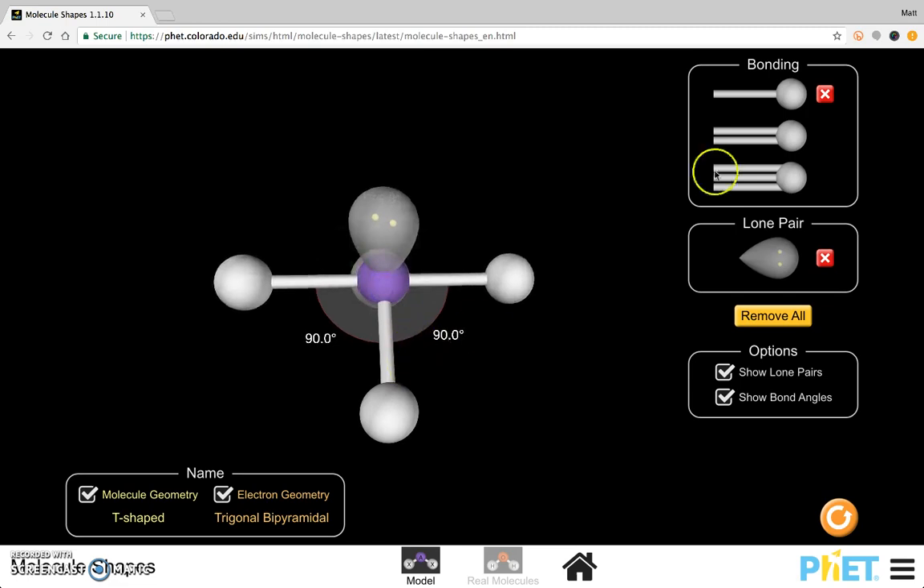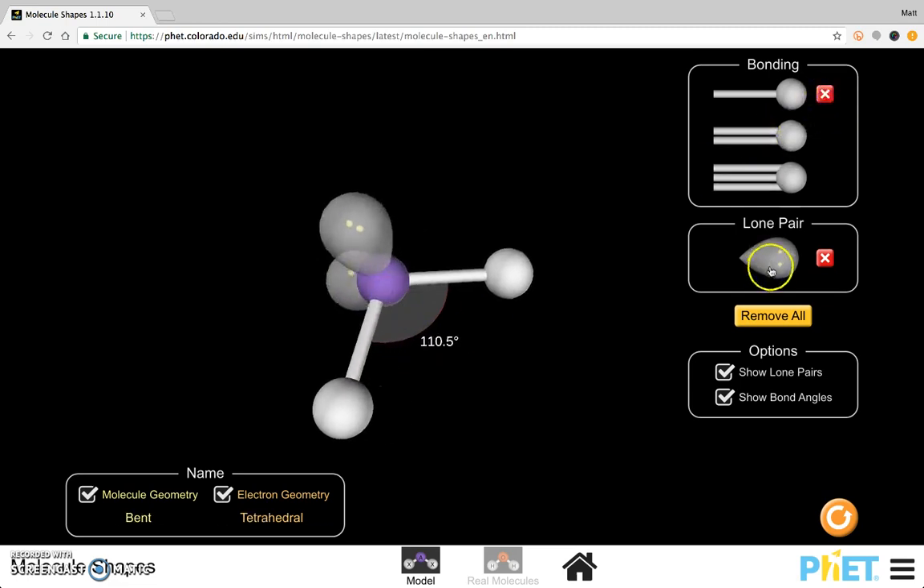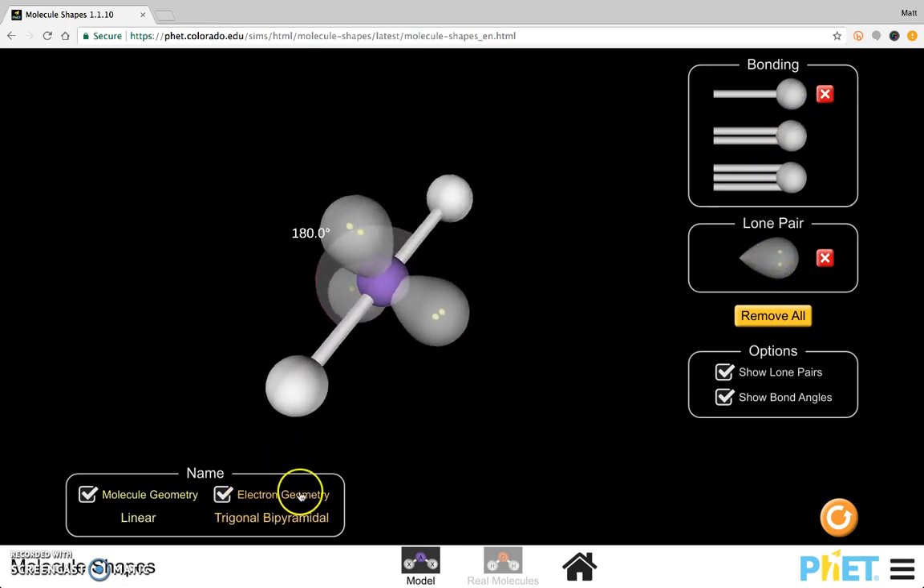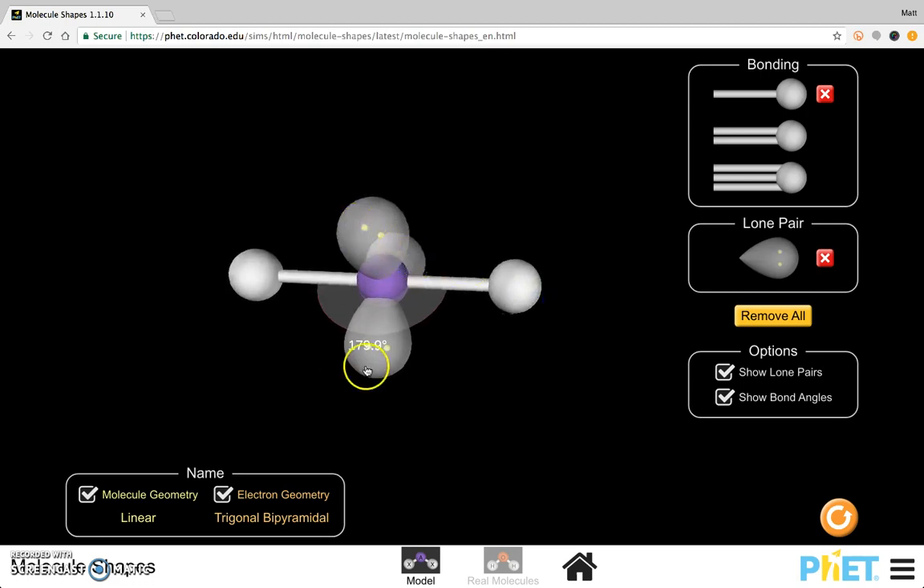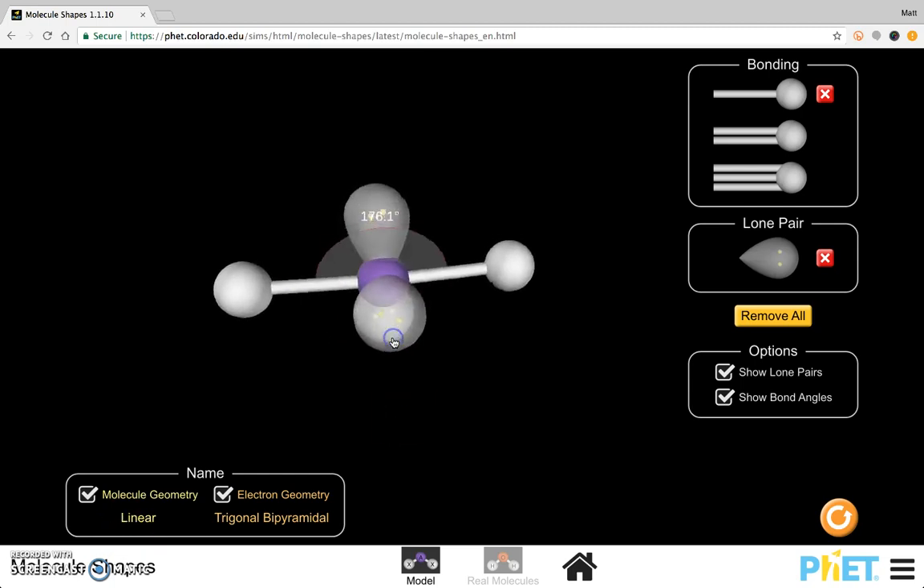I'm going to remove one more bonding group and replace it with a lone pair. Again, our electron geometry is trigonal bipyramidal, but now that we have 2 bonding groups and 3 lone pairs, our molecule geometry is linear. So we saw linear earlier when we had 2 bonds, 0 lone pairs. We get linear again with 2 bonds, 3 lone pairs. Bond angle here, exactly 180 degrees.